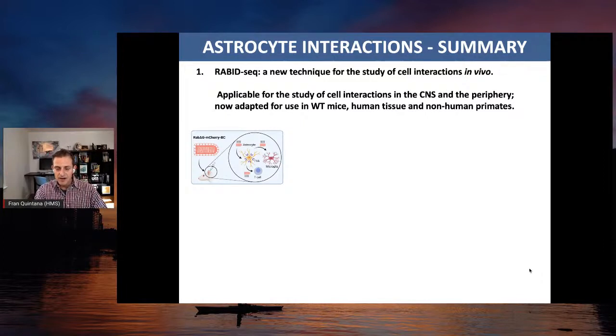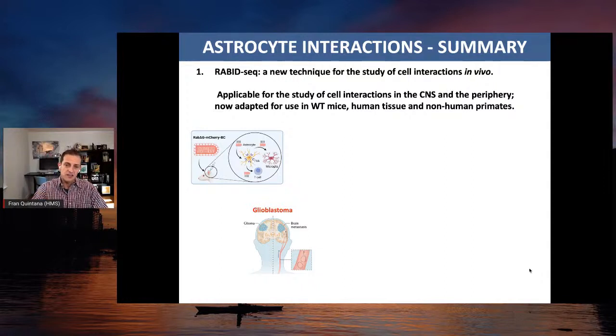And also, we have recently upgraded this technique. We now call it version 2.0, in order to be able to use it with wild-type mice, living non-human primates. We have run some very interesting studies in macaques, and also even with human tissue. And I think that's where it shows its most potential. For example, we have used it to study the tumor microenvironment of glioblastoma.